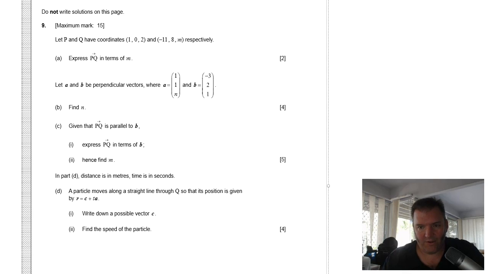So this one's obviously not going to be too bad for us to start with. Oh look, I've even got a pen chosen. So what's PQ going to be? PQ is just the coordinates of Q minus the coordinates of P. So corresponding coordinates, we've got negative 11 take away 1, 8 minus 0, and m minus 2. And what does that simplify to? Negative 12, 8, and m minus 2.